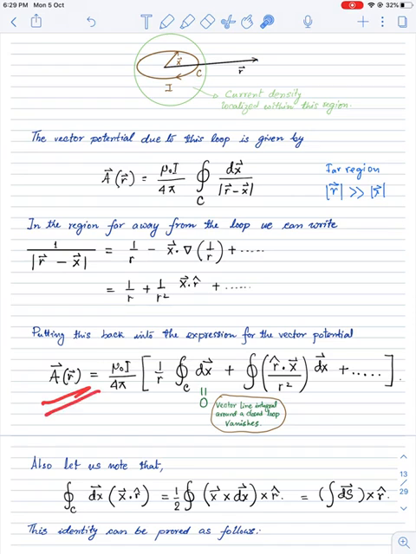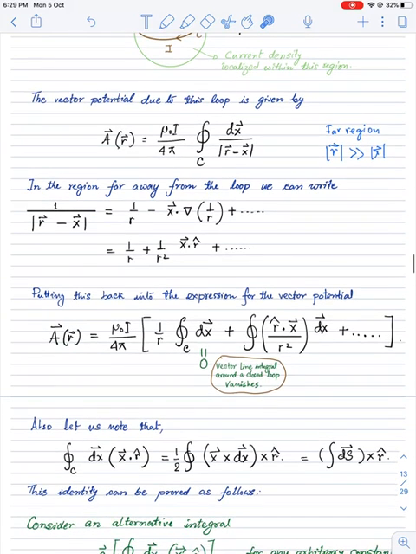Okay, so if we have this expansion and we plug it back into the expression for the vector potential, then let us see what happens term by term. If we take the first term, we can take the 1 over R outside the integral. So what will be left over is this vector line integral of a closed loop. The vector line integral of a closed loop is always zero, because you can just take a closed loop.